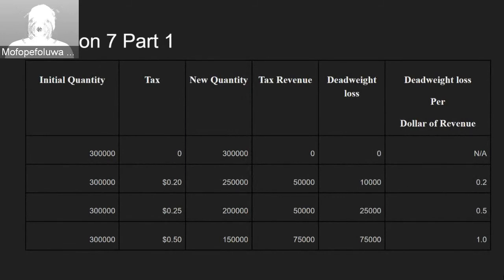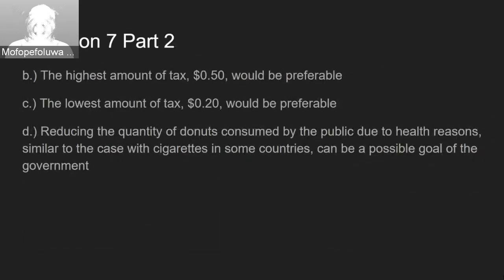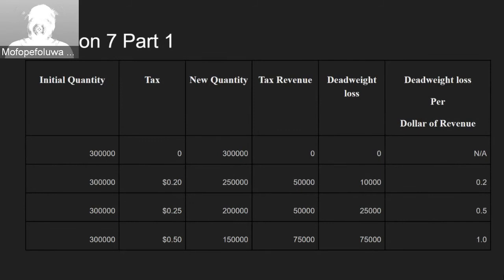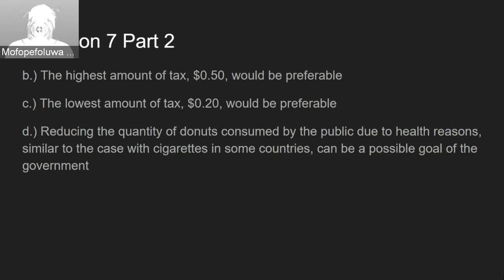And then for Part C, the amount of tax that will be the most efficient will be the 20 cents point, because this would give you the smallest ratio of deadweight loss to tax revenue of all the 3 points, at 0.2. And then for Part D, it asks what other goals a government might have apart from tax revenue. Another goal the government might have might be reducing the quantity of donuts consumed by the public, which can be likened to cigarettes or junk food in other governments.